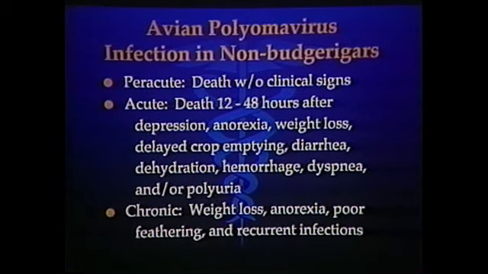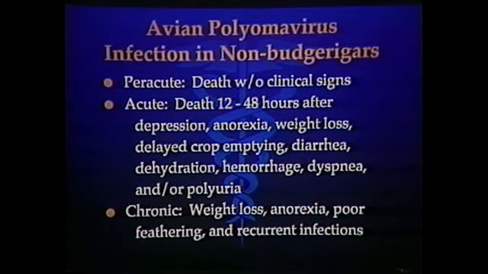Avian polyomavirus infection in larger or non-budgerigar Psittacines can have three forms of the disease: peracute, acute, and chronic. Peracute disease is associated with unexpected death. There are no premonitory clinical signs. Acute disease, the animal usually dies 12 to 48 hours after clinical signs first appear.